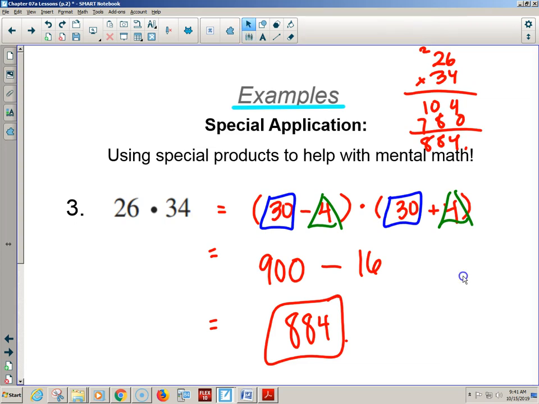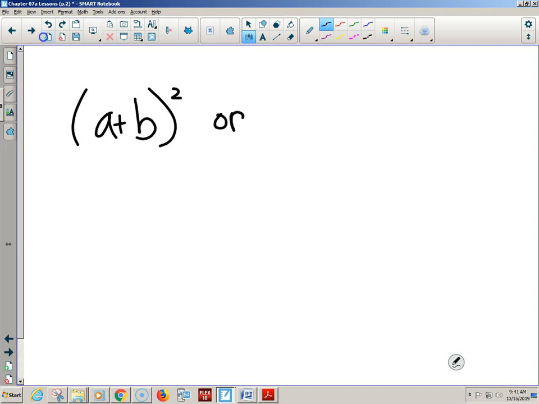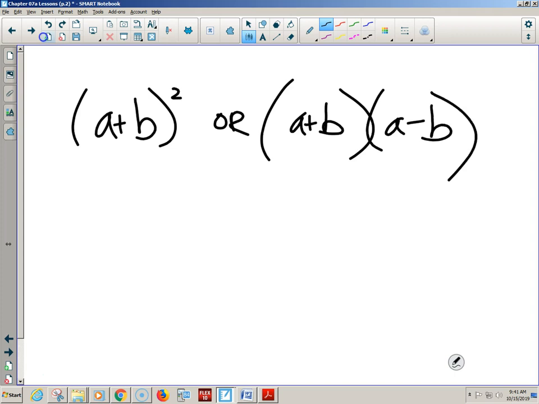Okay, pause, time out. Is this the point of the section? No. No, it's just something silly at the very end. The point of the section is you're going to have 2 special products. Will you know how to multiply?